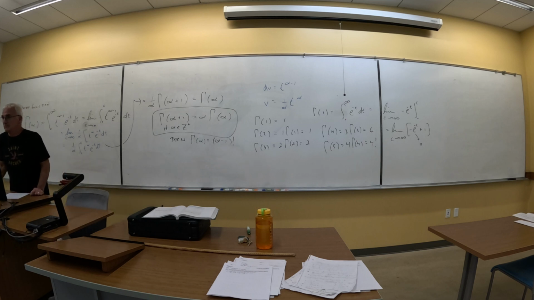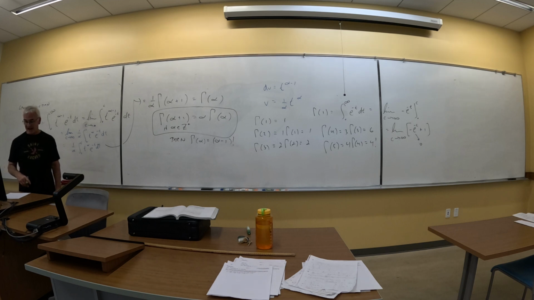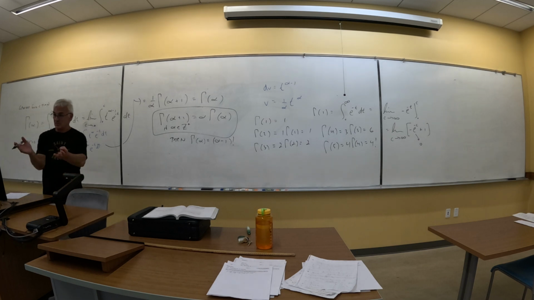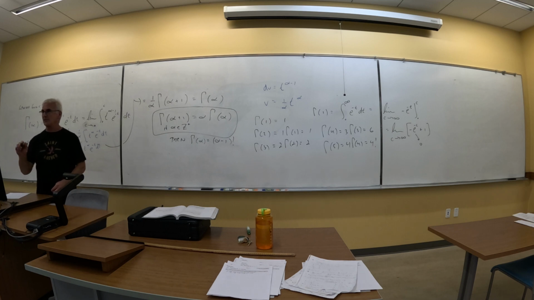Is there a reason why we define the gamma function to be at alpha minus 1? Well, because it doesn't have to be an integer. Alpha just had to be positive. It didn't have to be an integer. So the gamma function can be used if I want to use decimal values or halves or like that. Probably halves more likely than anything else.